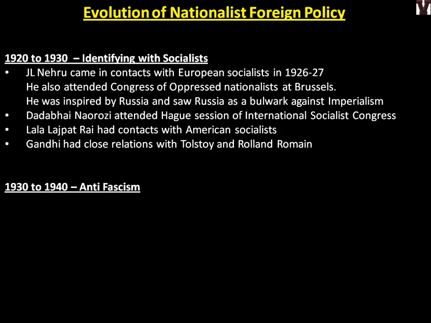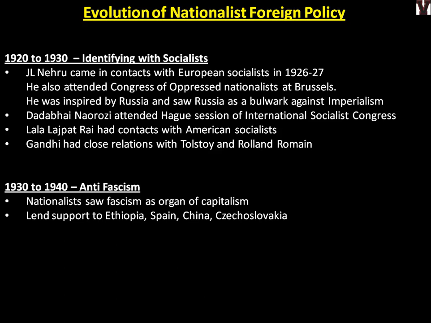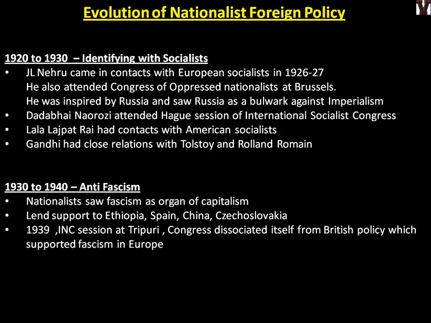1930 to 1940, anti-fascism. This is the time of Hitler. So at that time fascism was being condemned. Nationalists saw fascism as an organ of capitalism. Lent support to Ethiopia, Spain, China. So whoever was being suppressed or annexed, India lent their support. 1939, the INC session at Tripuri.